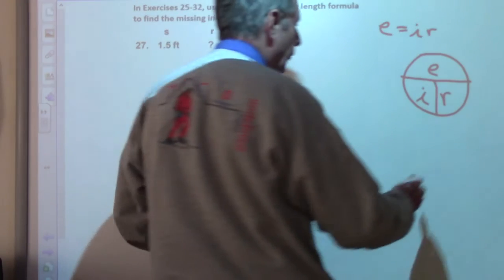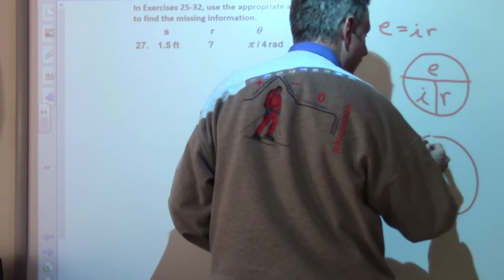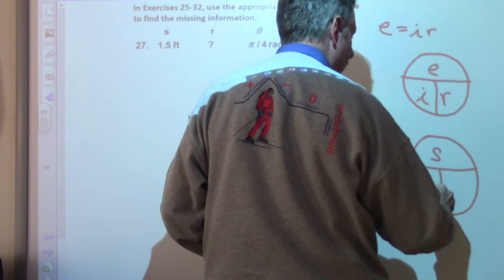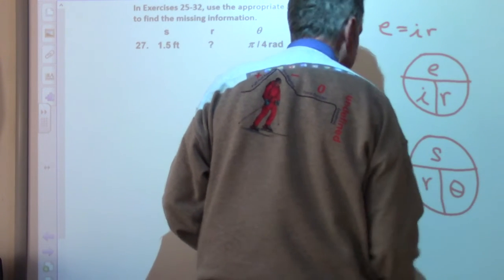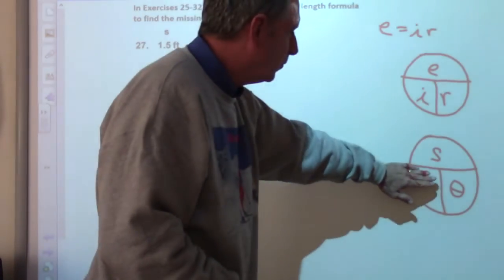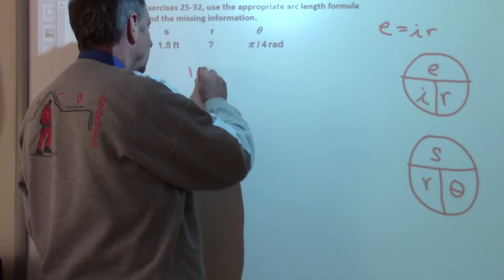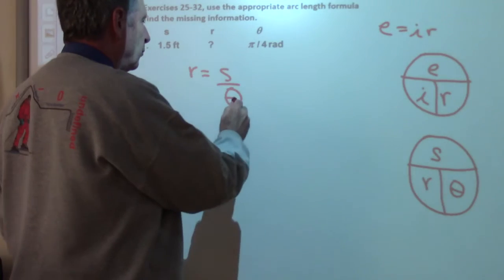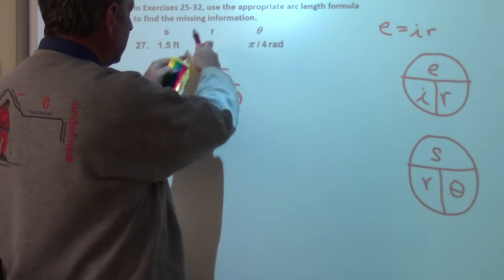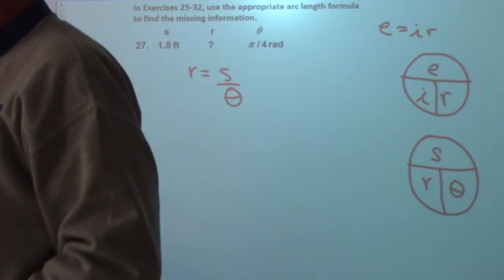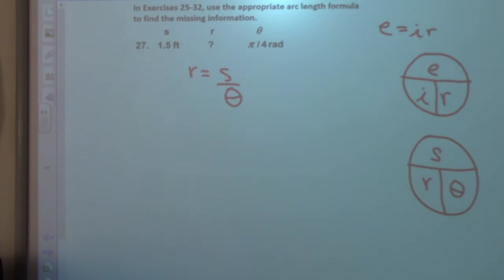The reason I bring this up at this point is this is a similar type of situation, isn't it? You have S equals R theta. So here, if we're trying to solve for R, R is equal to what? S over theta. And then you can just plug in, and then you solve for R. So I want to call on somebody to do that. And the person we're going to call on is Bryce.